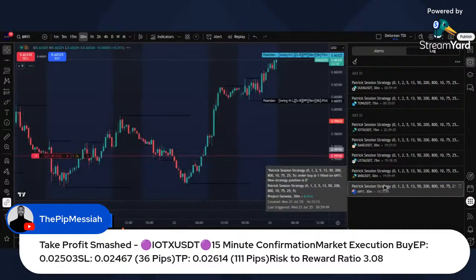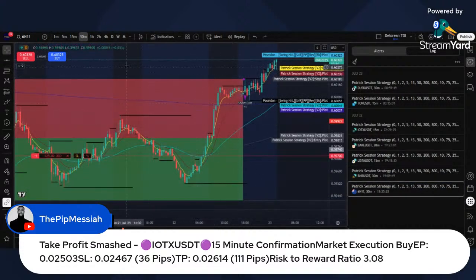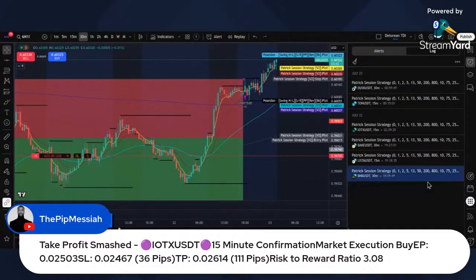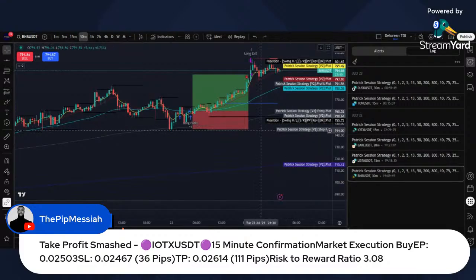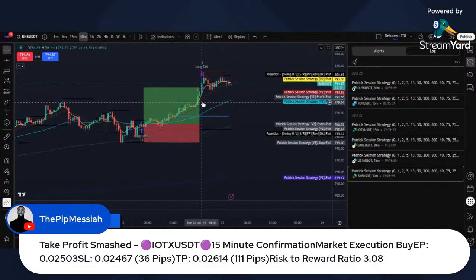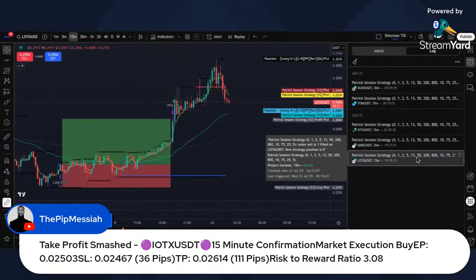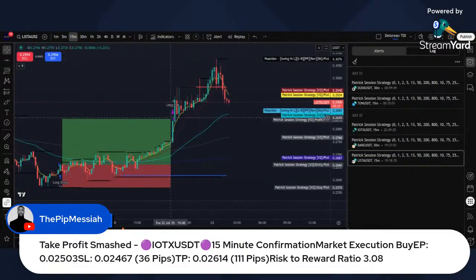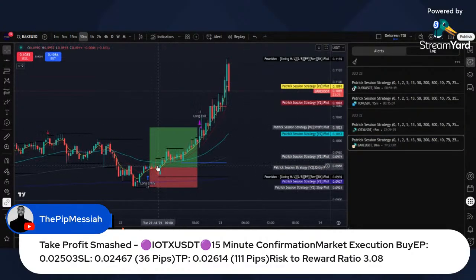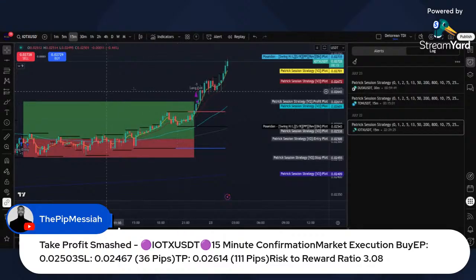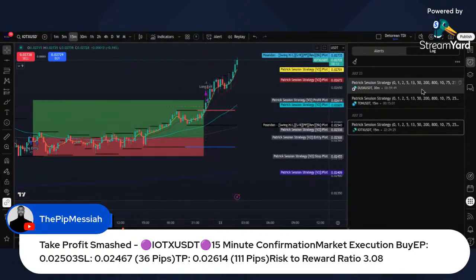We have 6N1, which is a futures. This hit stop loss. We have Binance Coin on the 30-minute instead of 15-minute. Another smash of take profit. We have Lista versus Tether. Another smash of take profit. We have Bake versus Tether. Another smash of take profit. We have IOTX versus Tether, which we just looked at. Another smash of take profit.